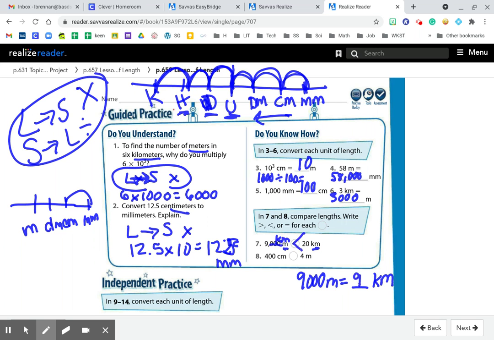And for 400 centimeters and 4 meters, let's take our centimeters and turn them into how many meters? Centimeters to meters is 10, 100. So we're going to go from a smaller unit to a larger unit. We're dividing by 100. It's 4 meters, and those little guys are equal to each other.